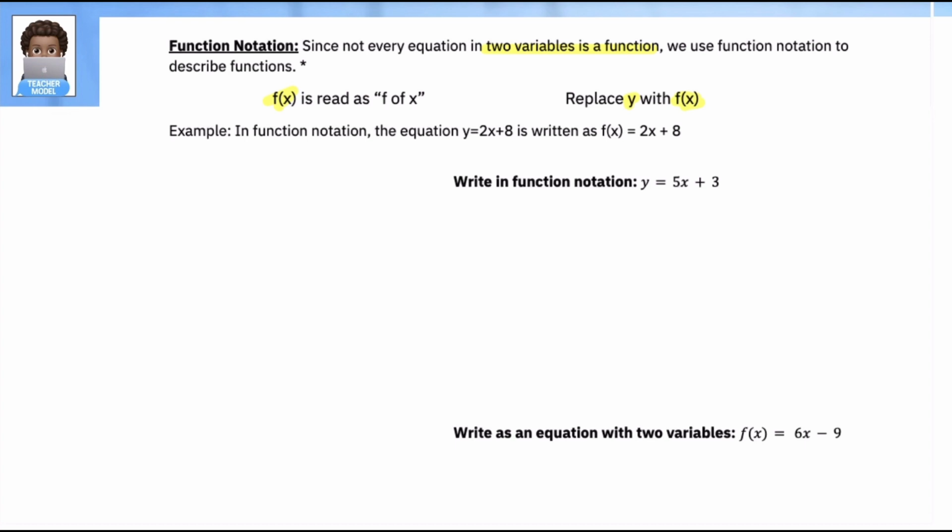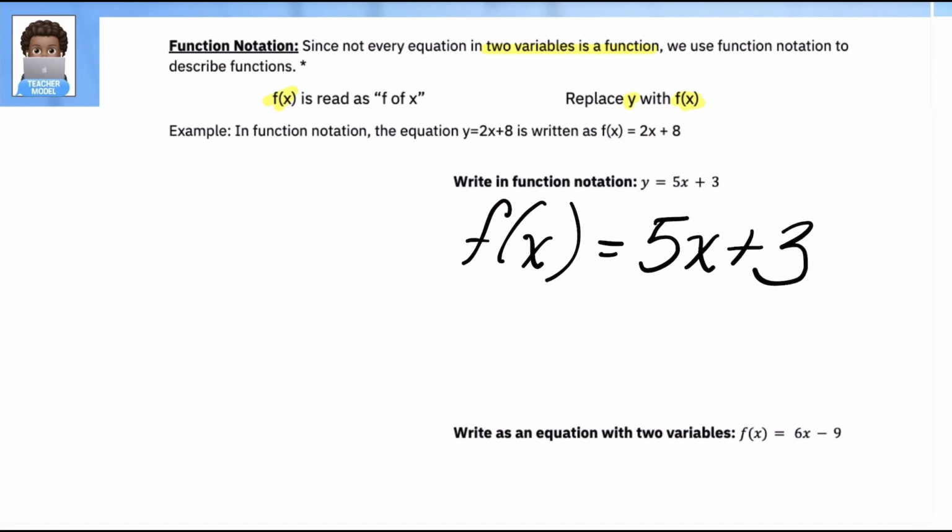So here's our first example. I'm just going to go into it over here. If y equals 5x plus 3, I can rewrite this as f of x is equal to 5x plus 3. And the same can be true on the bottom. If f of x is equal to 6x minus 9, I can rewrite this as y is equal to 6x minus 9.